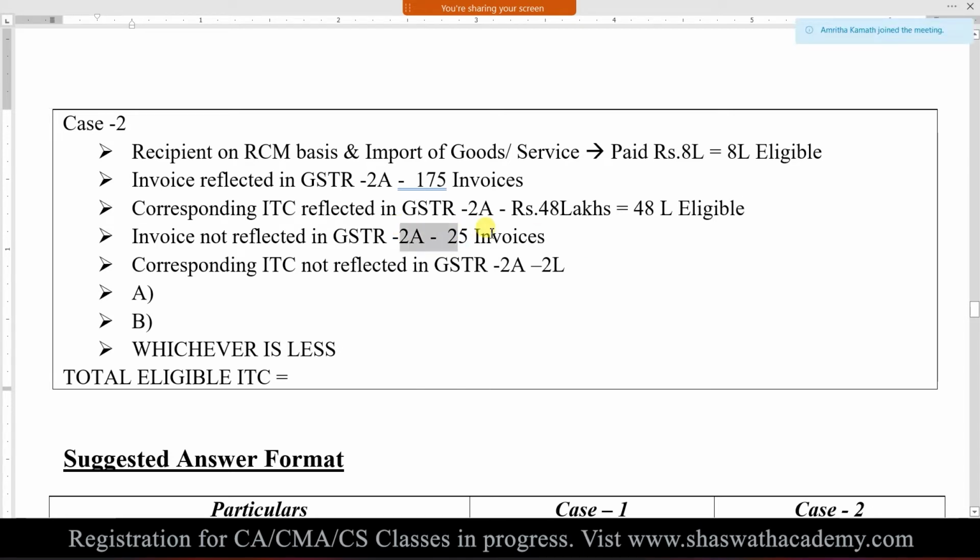An invoice is not reflected in 2A for 25 invoices, and the corresponding 25 invoices carry 2 lakh credit. So now I have to check A or B, whichever is less. What is 5% of ITC reflected?